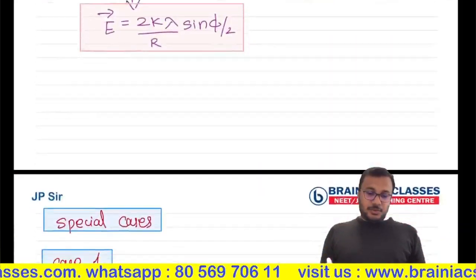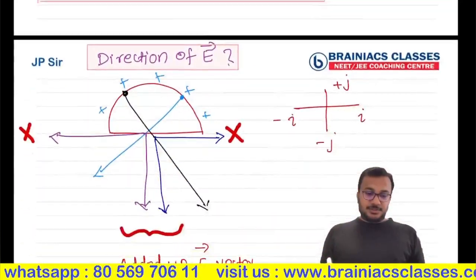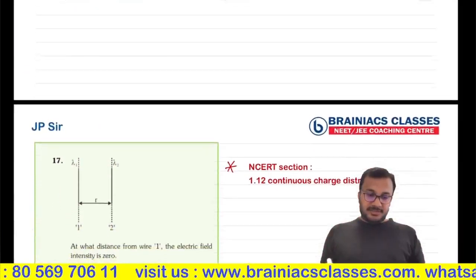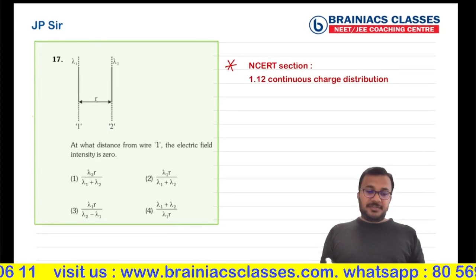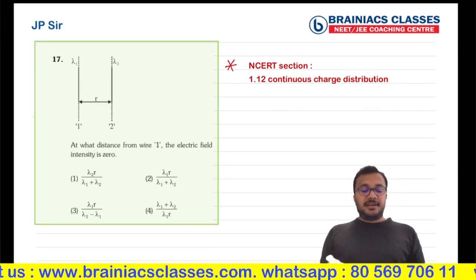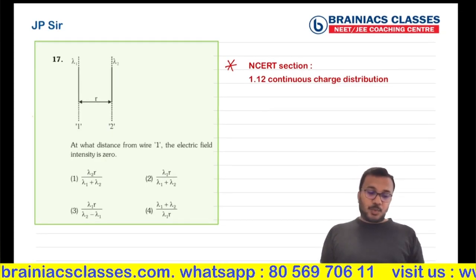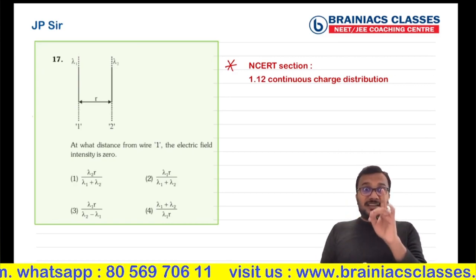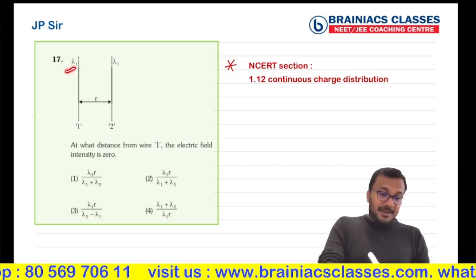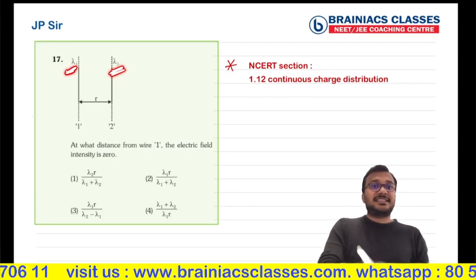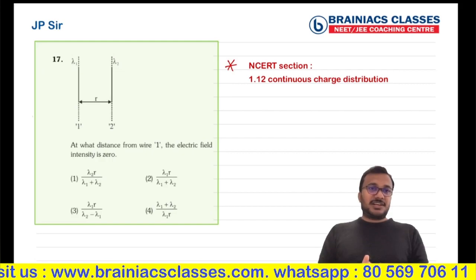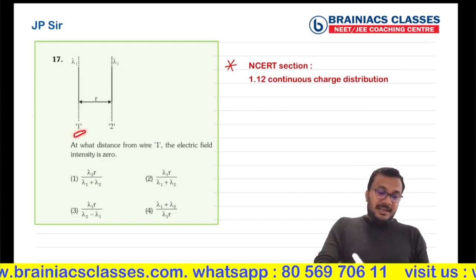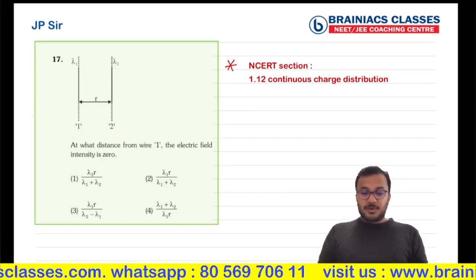Let's go to the next problem. I hope you are understanding each and everything. Next one, 17th question in the part 2 video. At what distance from wire 1? It's not a sheet, it's a wire. Lambda we learned as linear charge density, and a sheet has surface charge density. Wire number 1 and wire number 2.